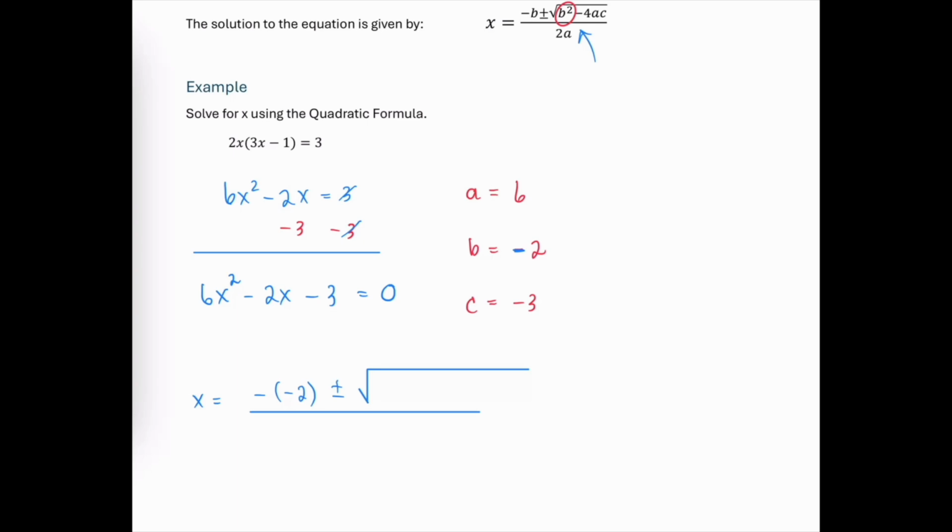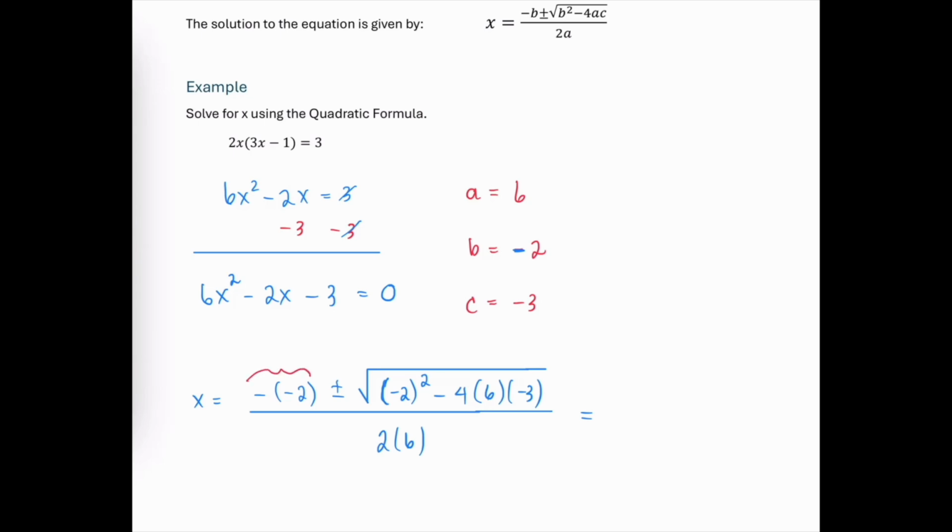B squared is our next quantity, so when we plug in our b, we're going to need parentheses to ensure that the entire value of b is getting squared. Again, our b quantity is negative 2, so those parentheses are necessary to make sure that we're squaring the negative as well as the 2. And then we are going to subtract the product of 4 times a times c. So we'll subtract the product of 4 times a times c, and the a quantity was 6 and the c quantity was negative 3. All of this is divided by 2 times a, and again the value of a was 6. So now our task is to simplify this quantity.